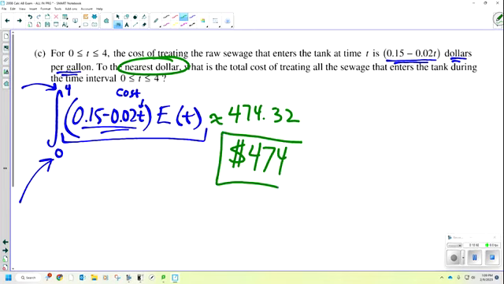474 bucks for 4 hours. That's the cost of treating the raw sewage. Hey, we're done. That was easy. That was quick. That was 18 to 19 minutes. You, kid, you're going places. You know where you're going? It's that beautiful city number 5, because you're going to get a 5 on this calculus exam.